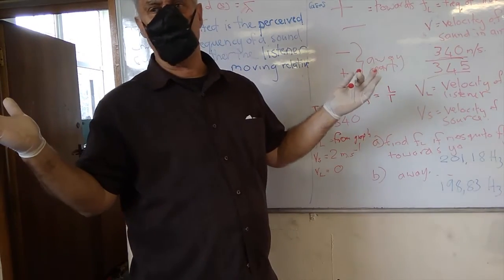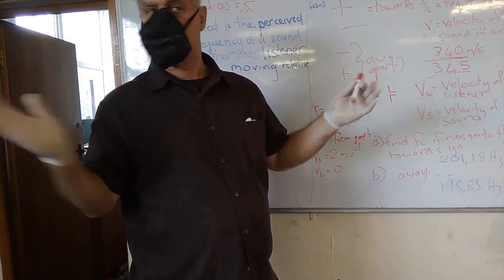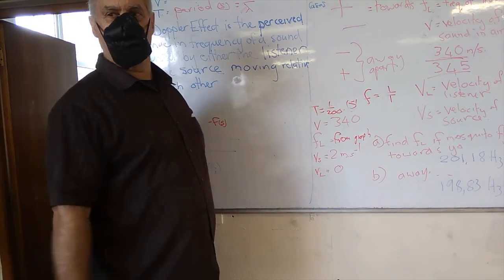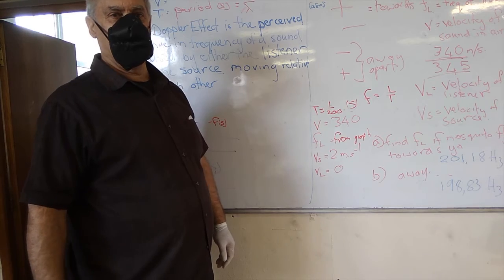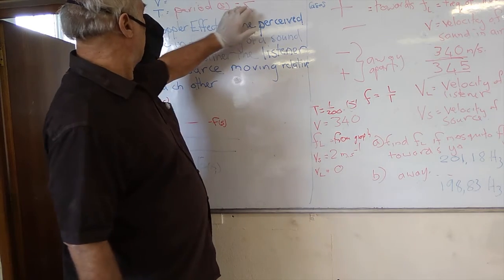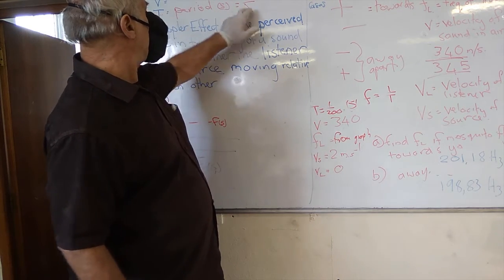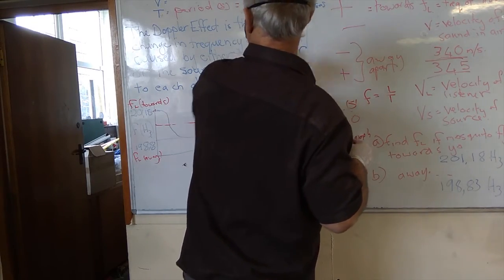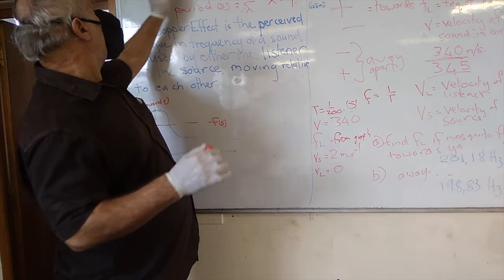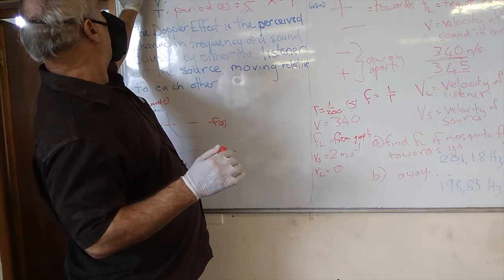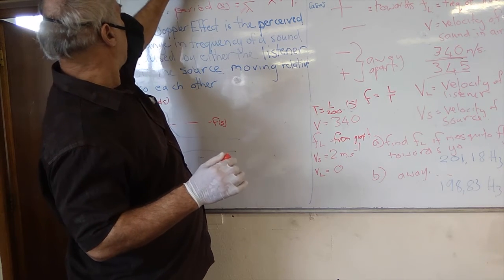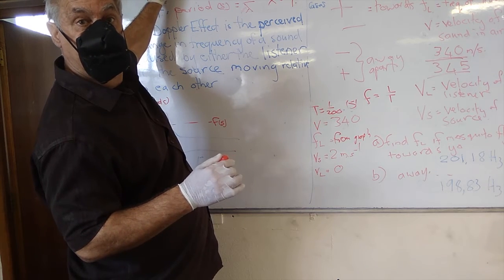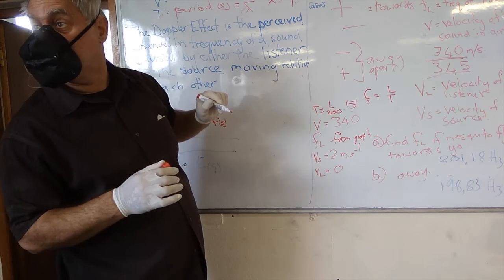But is it a reason to be confused? No. Everything is confusing, I agree. But if we know this formula, that the frequency is equal to 1 upon T, and that lambda equals 1 upon T, we're not going to be confused. Or they may give you the velocity and the wavelength, but they don't give you the frequency. How about that?